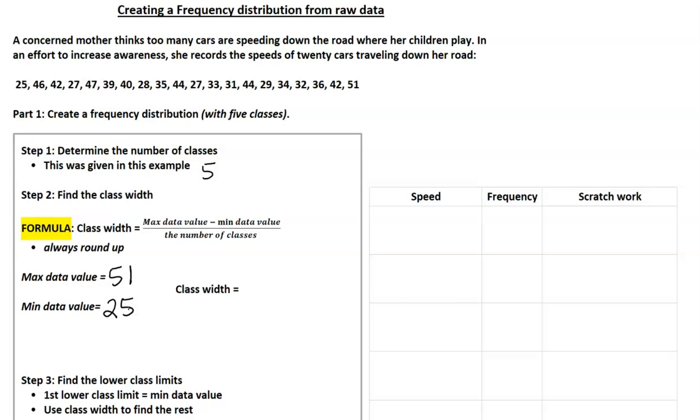So now we have what we need in order to compute our class width. We will take the maximum data value of 51 and subtract the minimum data value of 25, and then divide that by the number of classes, which is 5, given to us in the problem. When we do 51 minus 25 and then divide that all by 5, we get 5.2, and we are going to round this up so that the class width is equal to 6. That is our class width.